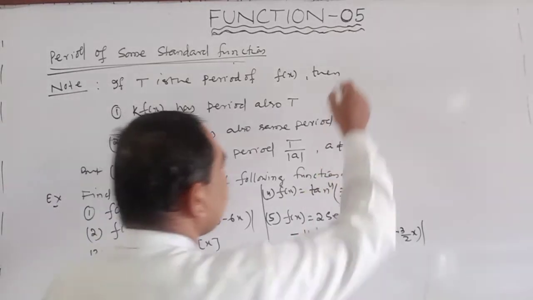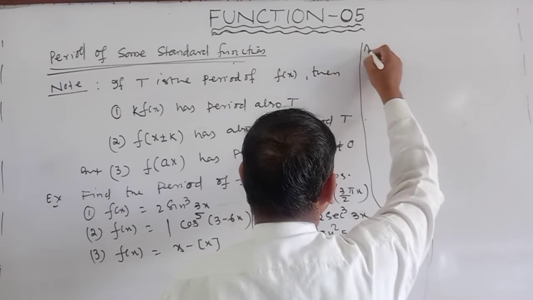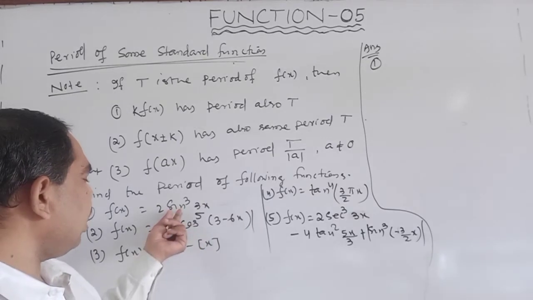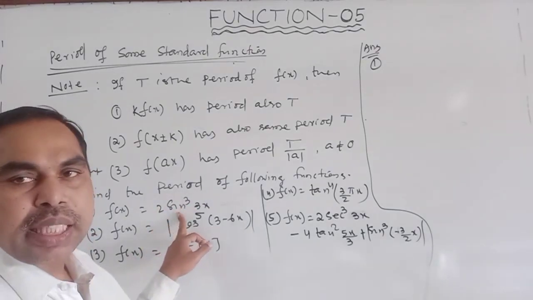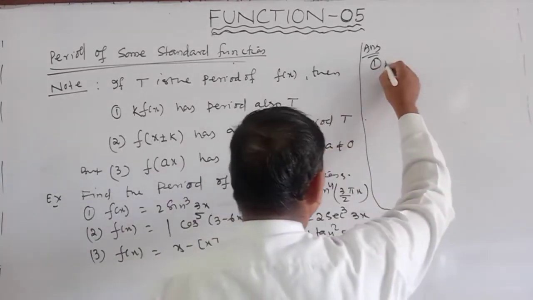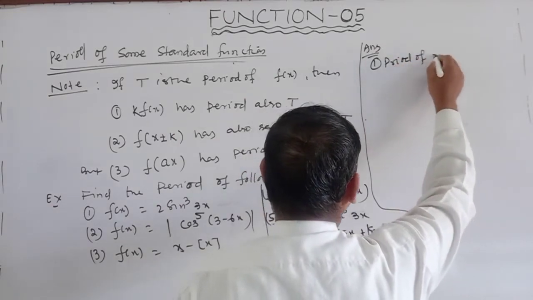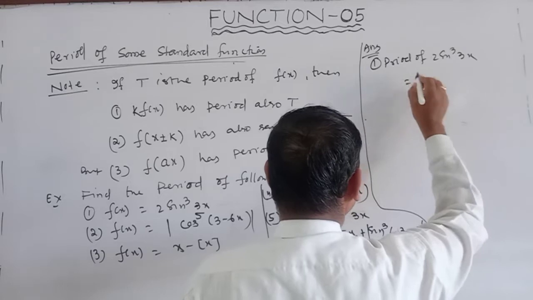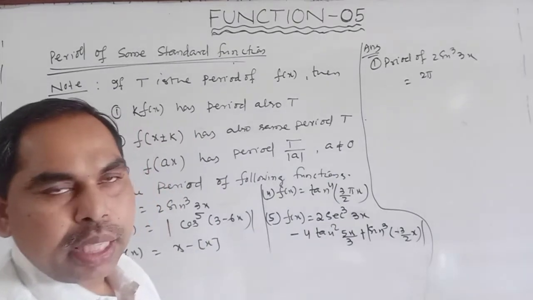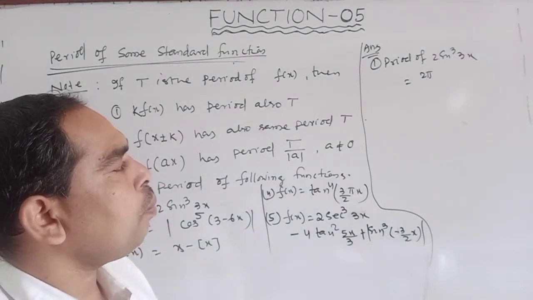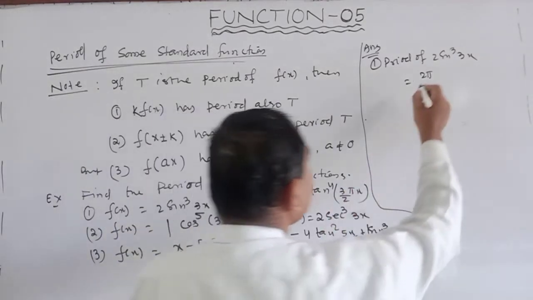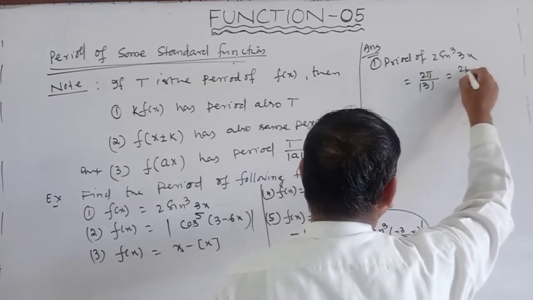Okay, so the answer. First case: f of x equal to 2 sine cube 3x. What is the power of sine? 3 is odd, so the period of 2 sine cube 3x is 2 pi, because the power is odd, so use the first formula. If n is odd, then the first formula is 2 pi by mod a, 2 pi by the mod of the coefficient of x. So 2 pi by mod of 3, which is 3, so 2 pi by 3.